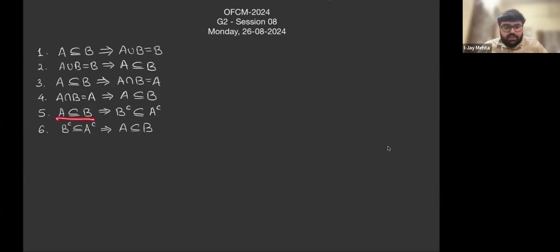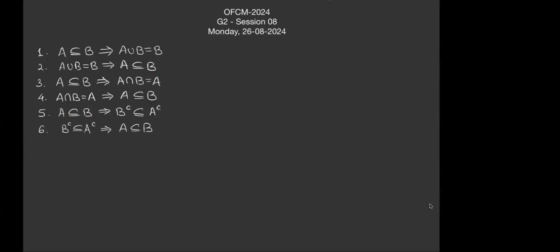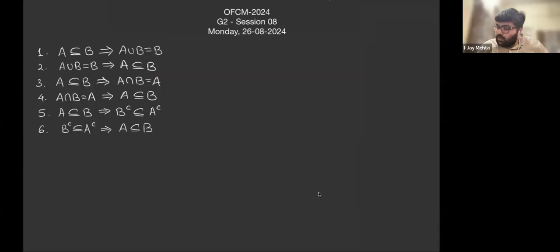So A is a subset of B is given, right? We have to show B complement is a subset of A complement. So we take x in B complement. We want to show it is in A complement. Suppose it is not in A complement, but then it is in A. If it is in A, then it is in B, which is a contradiction because we started in B complement.